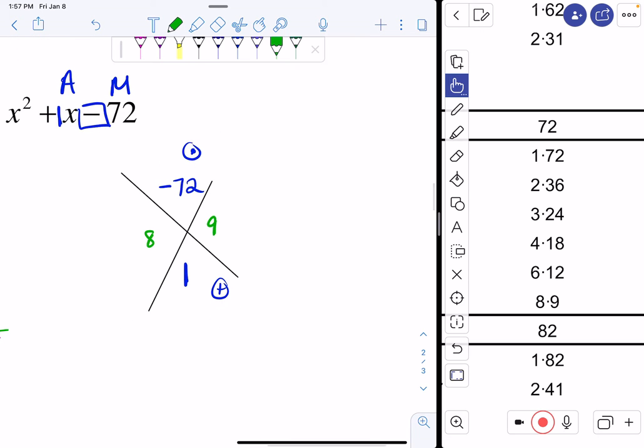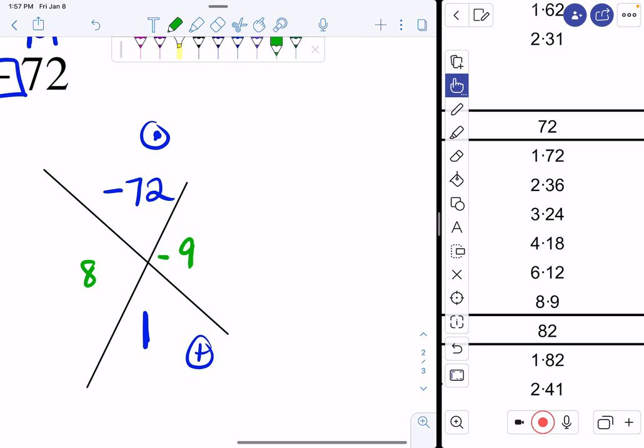So I know 8 times 9 is positive 72. I want a negative 72. So what that is telling me is one of these numbers has to be negative. I'm going to make my 9 negative. 8 times negative 9 is negative 72. That works. But 8 plus a negative 9 is not a positive 1. It's a negative 1. I want a positive 1.